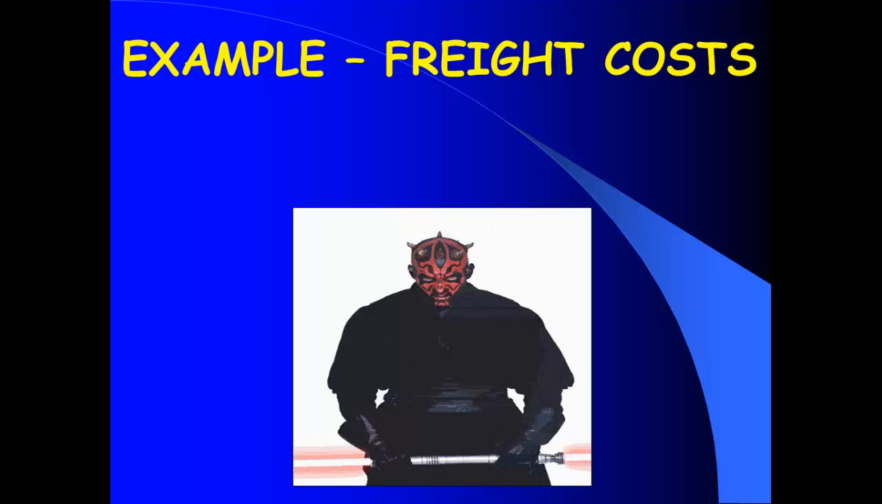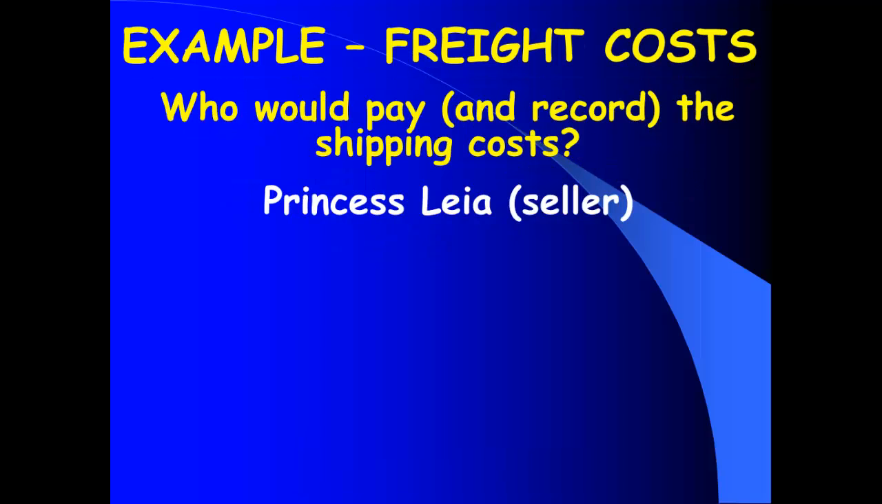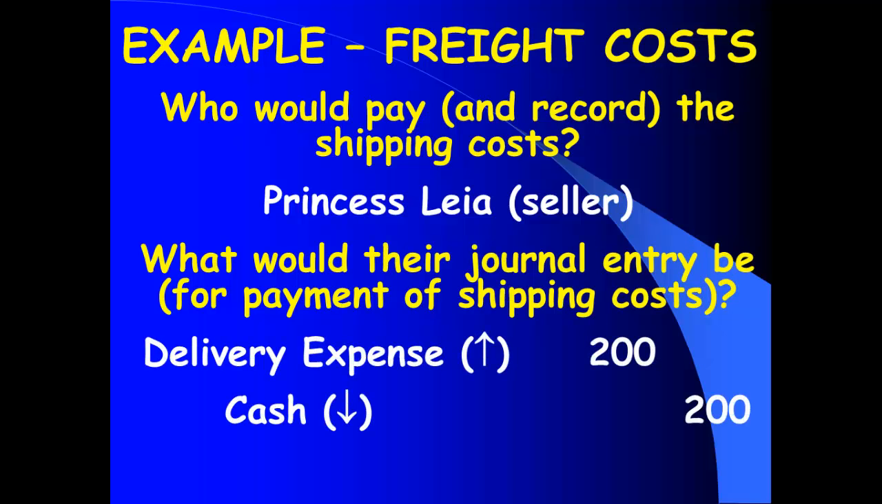In the next example, though, let's assume instead that the terms were FOB destination. Legal title to the goods passes when they arrive at their destination. So the whole time those goods are in transit, who do they belong to, the buyer or the seller? The seller. The seller is going to pay the freight cost. They do so with a debit to what? Delivery expense. The seller is the one who delivers the goods to the customer. They would have the account delivery expense. Delivery expense is just a normal, old, everyday operating expense on the income statement.